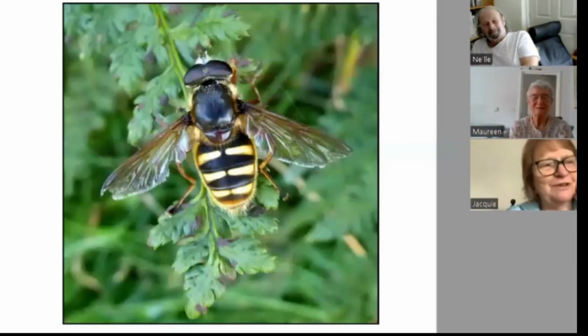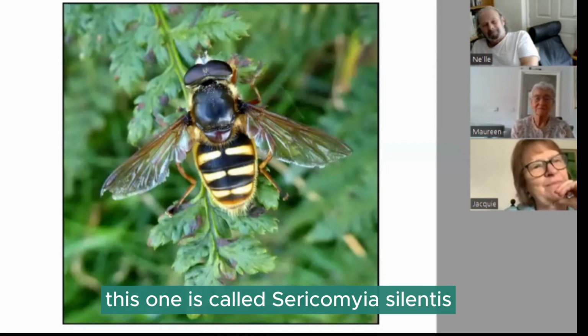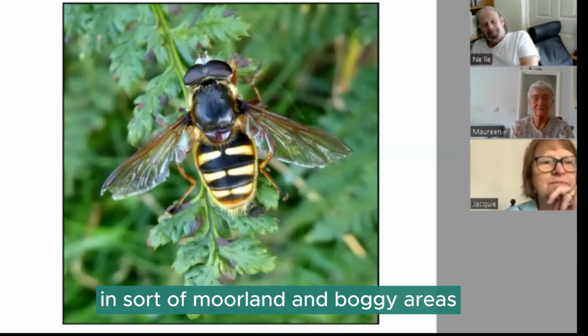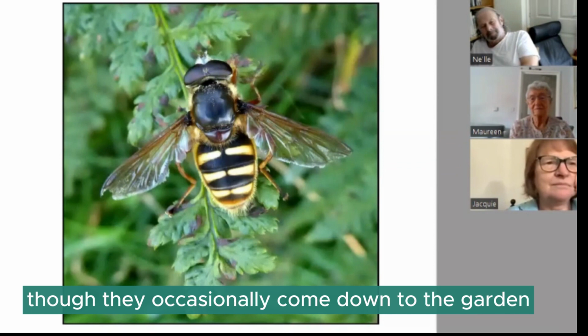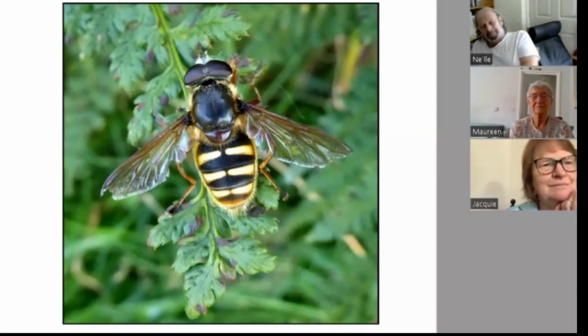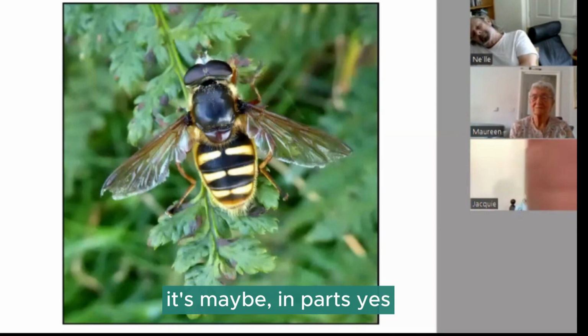Right. Back to another big one. This one is called Sericomyia silentis. And this tends to be found in sort of moorland and boggy areas, though they occasionally come down to the garden. One we can find lots of around here, but not so many in Wigan. Oh, I don't know, it's probably quite boggy in Wigan, isn't it? Maybe. In parts, yes.